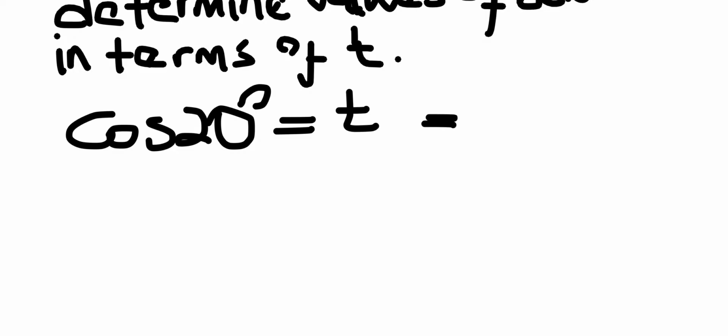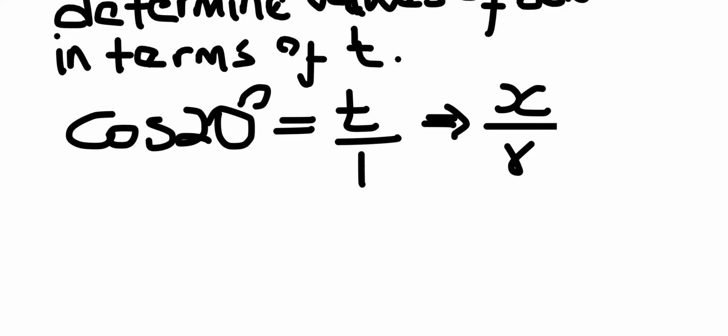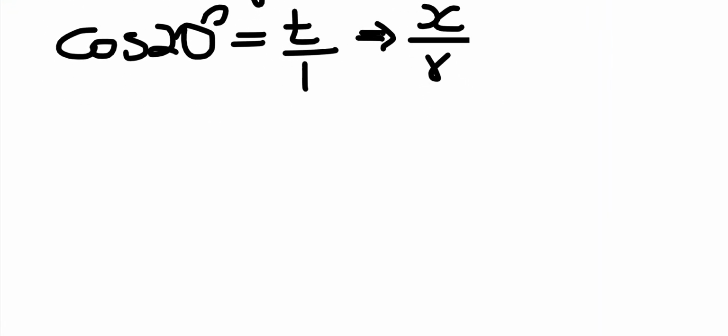And what I know is that the ratio for cos is x over r. So in this case, because that t is not being divided by anything, I will just force it to be over 1, just so that at least I will know that the x value is represented by t and the r value is represented by 1. So now I need to draw that diagram.